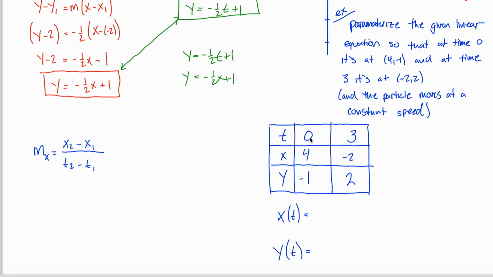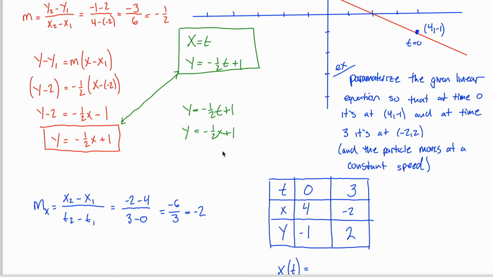So if I call t1 0, then x1 is 4, and t2 is 3, and x2 is -2. Plugging those all into my equation, I get -6 divided by 3, or -2. The slope of the linear equation that I'm going to write down here that represents x in terms of t is -2. Now that I have the slope, I can use the point-slope form to come up with the equation.